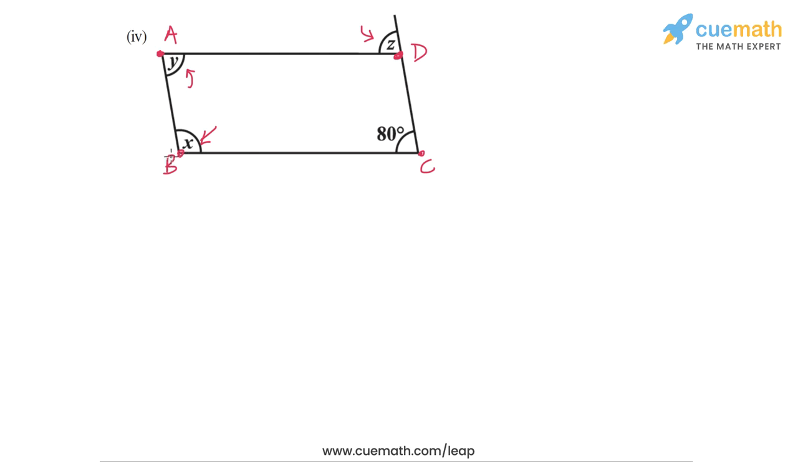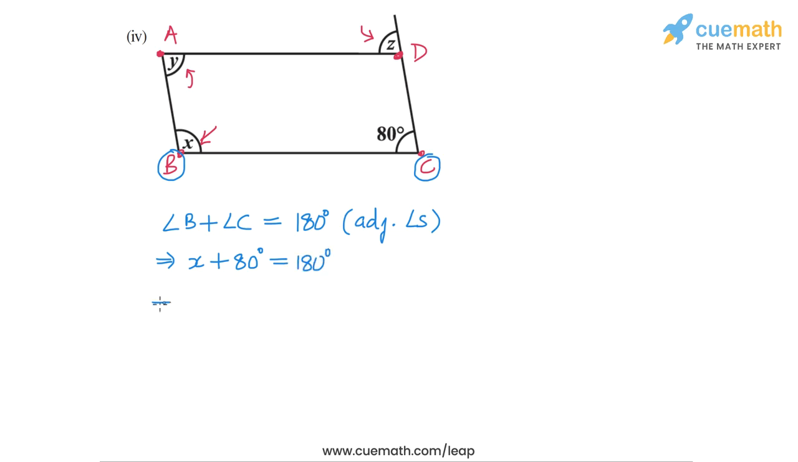For that purpose, we note that the angle at B and the angle at C, they are adjacent angles in the parallelogram, so their sum must be 180 degrees. So we can write angle B plus angle C. This must be equal to 180 degrees because these two angles are adjacent angles in the parallelogram. So angle B is X and angle C is 80 degrees. So we get X plus 80 degrees is equal to 180 degrees, or X is equal to 180 degrees minus 80 degrees, which is equal to 100 degrees. So the measure of X is 100 degrees.